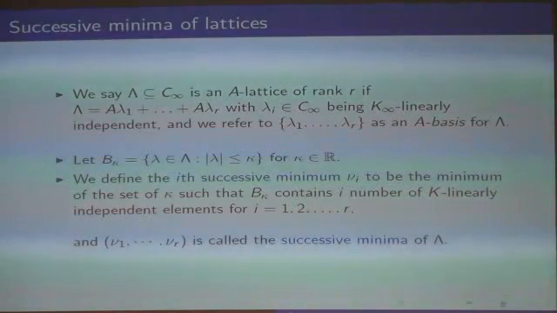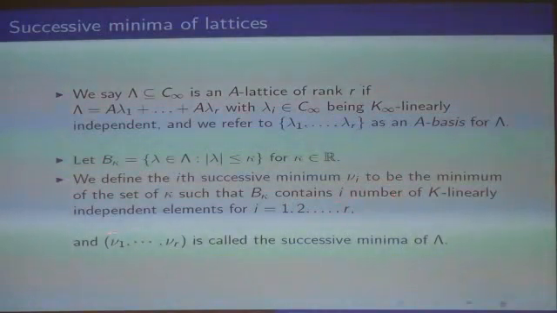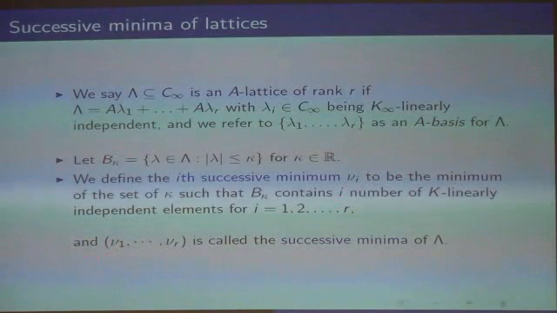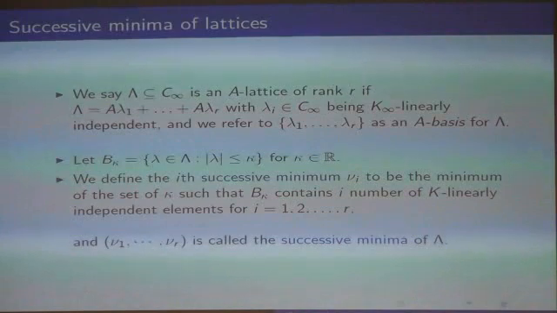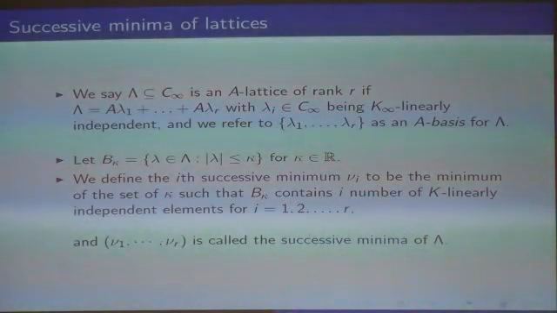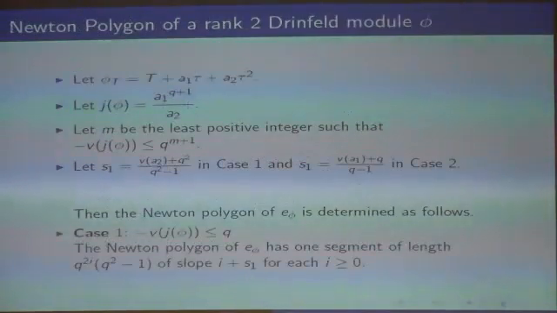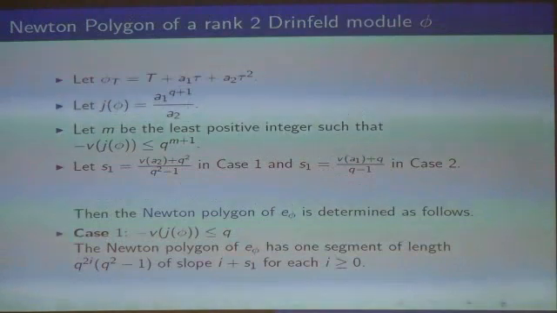Then you deal with two linearly independent elements, and that's your new two. So you find new one, new two, and so on, which are called the successive minima of lambda. Of course, that's a definition and we can understand it, but in general, how are you going to determine it? That's the hard part. So I want to explain the result for the Newton polygon of this exponential function.